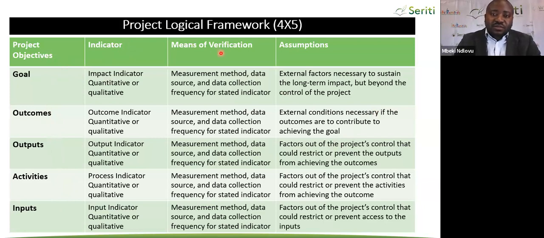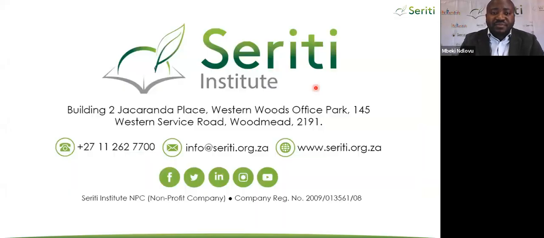And then means of verification is about the method of measurement. It's also about where you're going to get this information that you have as indicators. And there are some assumptions, which are external factors that are associated with achieving a particular goal or an outcome. So those need to be highlighted in a log frame.